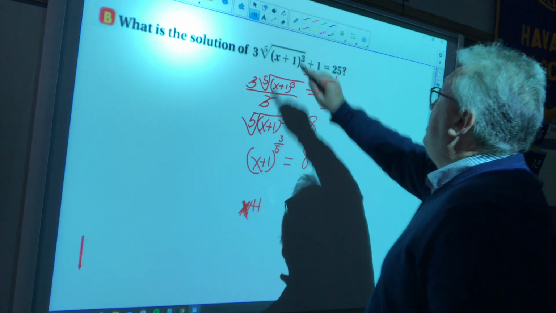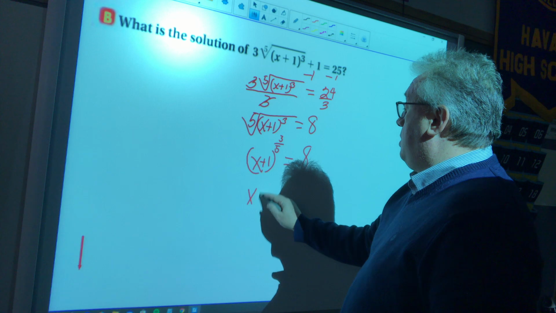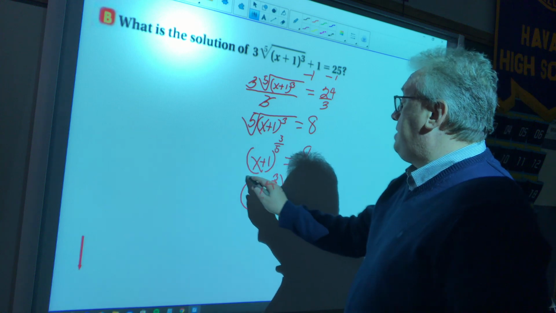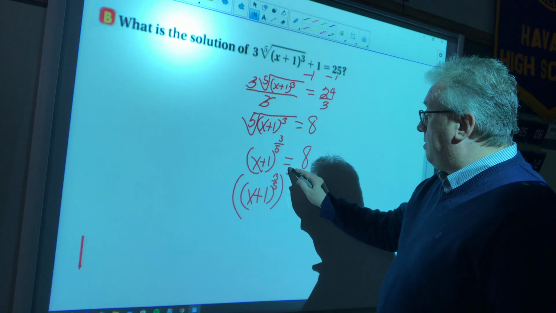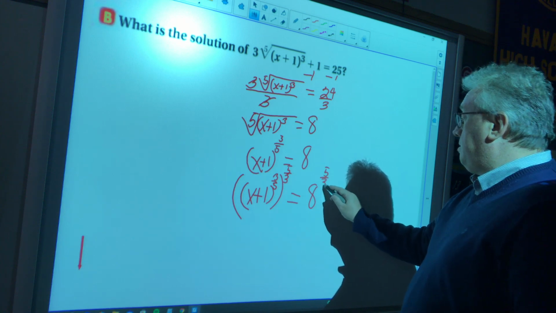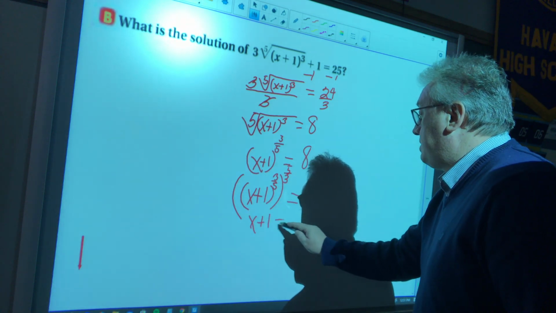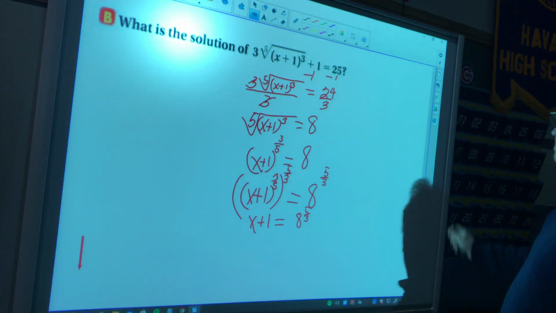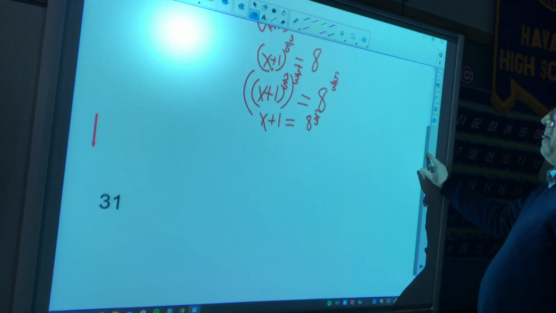Sorry, a little sloppy. That looks terrible. All you OCDers out there would be going nuts, right? To the 3/5 power raised to the, okay, what am I going to raise that to? The 5/3 power equals 8 to the 5/3 power. All right? So right here, that cancels, and here I've got 8 to the 5/3 power. I'll raise that up a little bit.